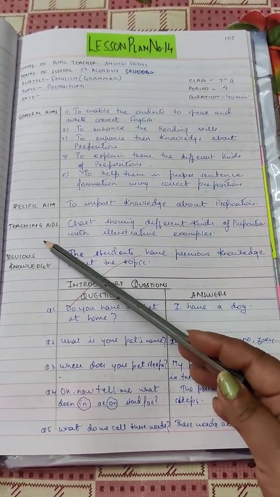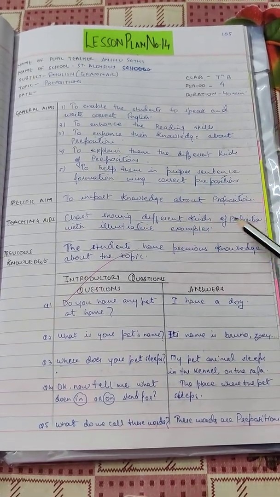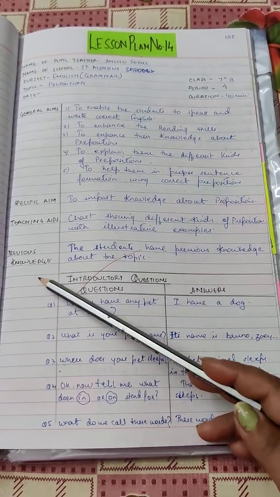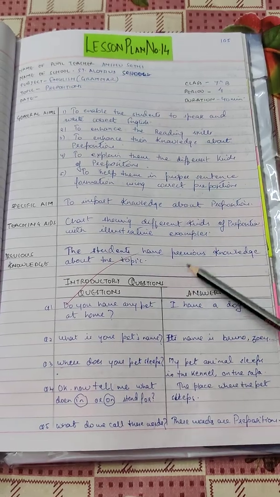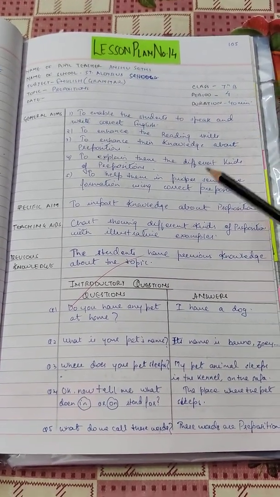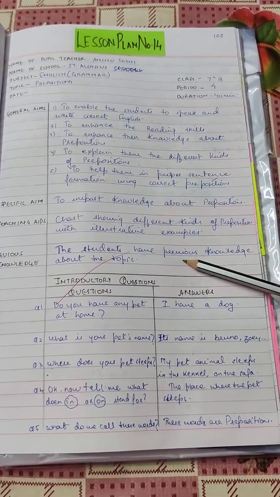Then comes the teaching aids. Here I've used a chart showing different kinds of prepositions with illustrative examples. Previous knowledge: the students have previous knowledge about the topic. This topic I've taken from class 7th. So usually the students have studied this topic in previous classes also.